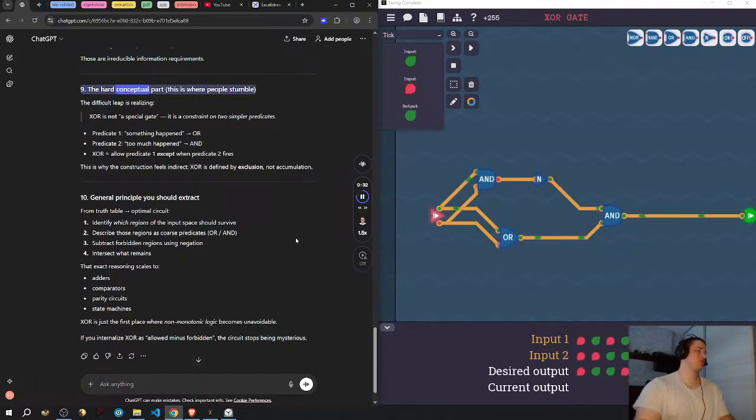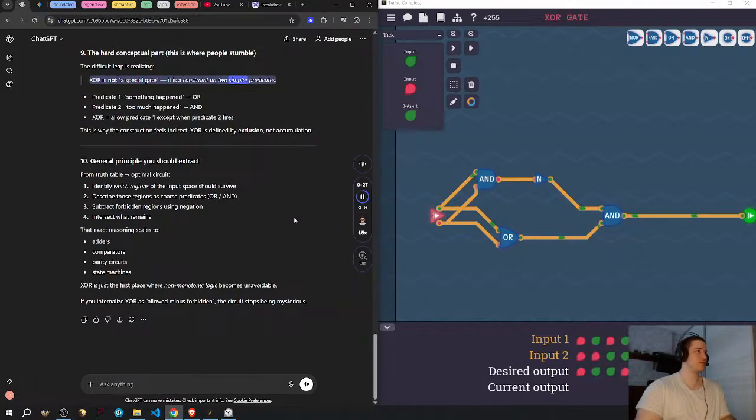9. The hard conceptual part, this is where people stumble. The difficult leap is realizing XOR is not a special gate, it is a constraint on two simpler predicates. Predicate 1: something happened. Predicate 2: too much happened. XOR equals allow predicate 1, except when predicate 2 fires. This is why the construction feels indirect. XOR is defined by exclusion, not accumulation.